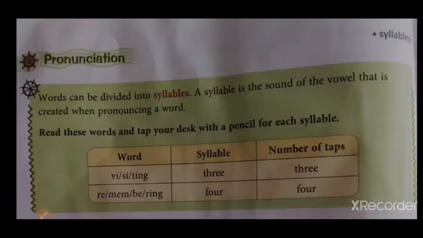Vi-sit-ing, visiting. Students, now you can clap with me. Vi-sit-ing. So why are we clapping? It's a beat, it's the different sounds of a word. Vi-sit-ing, syllable 3, you have to clap 3 times.